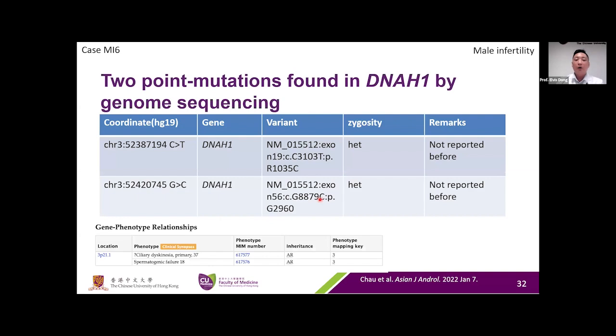In addition, for all six cases, we also performed genome sequencing. For this case, we also identified a pair of point mutations in the gene DNAH1, which is likely a compound heterozygosity. This gene is known to cause cilia dysfunction as well as spermatogenic failure. So taken together, gene disruption as well as point mutation might play a role together in causing male infertility.